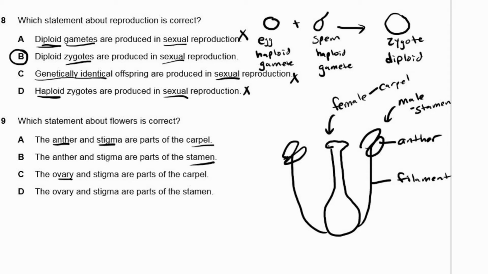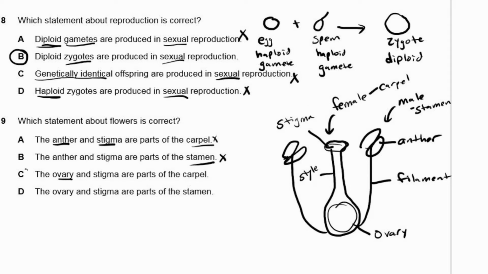On the female structure we have the sticky stigma. Stigmas have a style, the style holding it up, and we have the ovary with the ovules inside. So if we look at this, are the anther and the stigma parts of the carpel? No. Anthers are on the male, stigmas on the female. Again, anthers on the male, stigmas on the female, so they're not going to be parts of the stamen either. The ovary and the stigma are parts of the carpel.